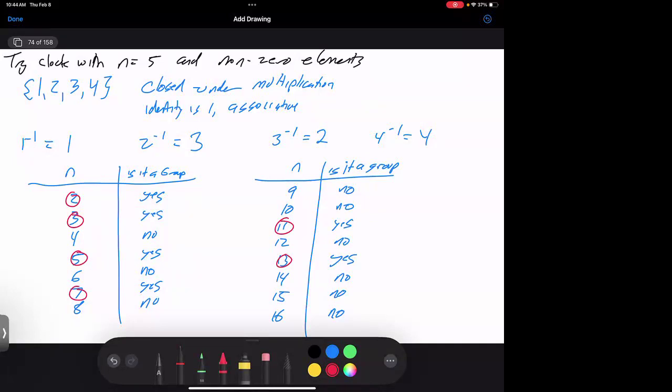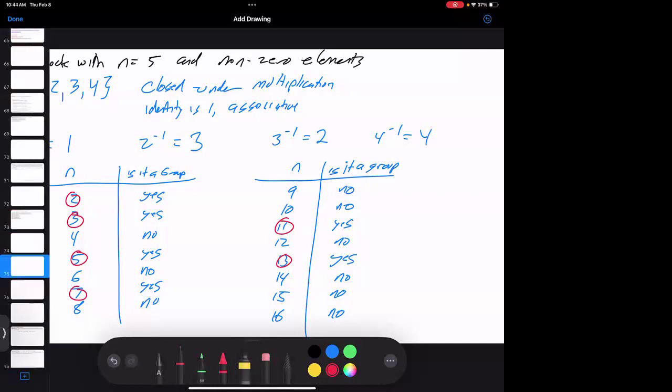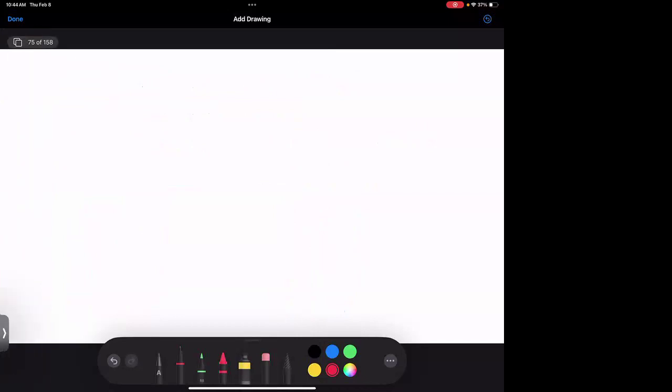Does anybody want to conjecture which ones it works on? Prime numbers. So looking at this data, we might conjecture that if you look at the clock with a prime number of hours, the non-zero elements are invertible. And so let's keep that. So clock in the multiplication.